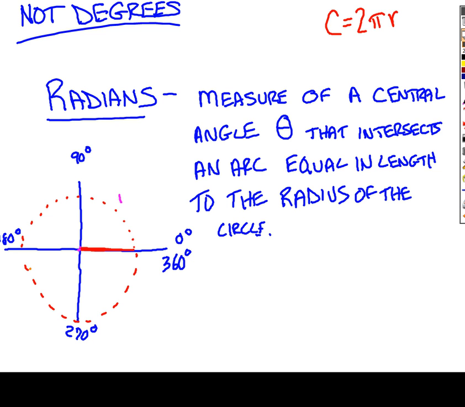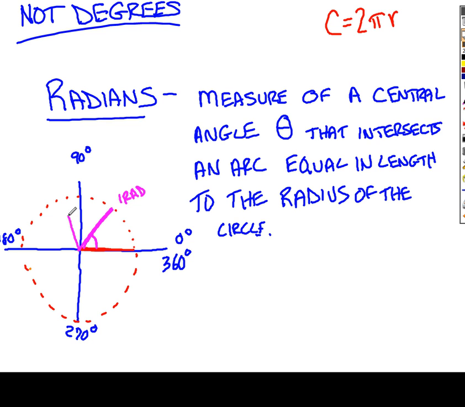A radian simply is a measure that makes an arc equal to the length of the radius. So here's an initial side, and let's say we rotated it and made an angle that goes to this spot right here. This arc that it creates is the same length as the radius. That means this angle is actually 1 radian. This angle right here is 1 radian.